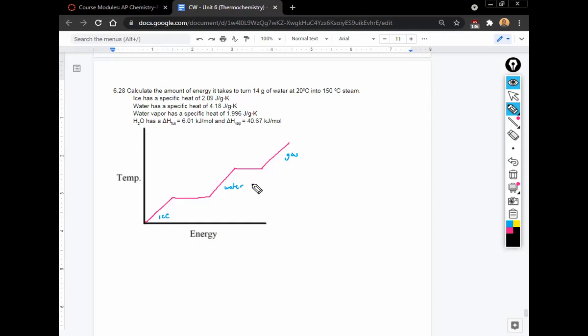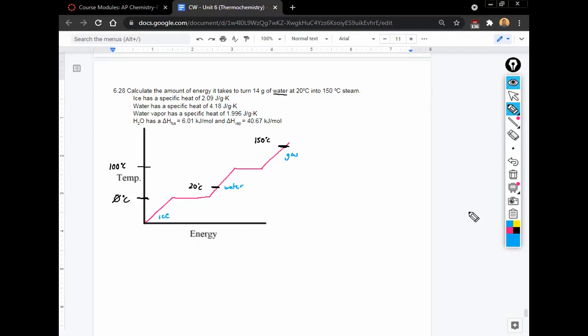What is our starting point in this problem? Water. Yeah, so we're starting with water, right? So it's going to be somewhere on this line, and it's going to be 20 degrees Celsius. Now we know that the melting point right here is 0 degrees Celsius, and we know that the boiling point right here is 100 degrees Celsius, right? So we're going to start somewhere around here. Okay, so 20 degrees Celsius. Okay, sound good? And then we're going to turn it into 150 degrees Celsius steam. And so I'm going to end up somewhere in the gaseous phase at 150 degrees Celsius.